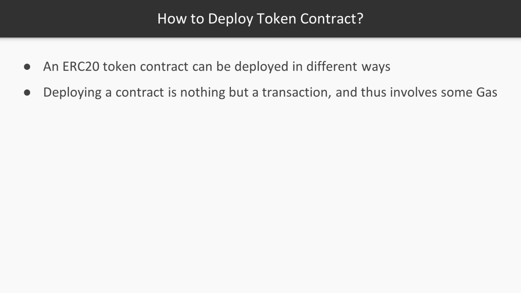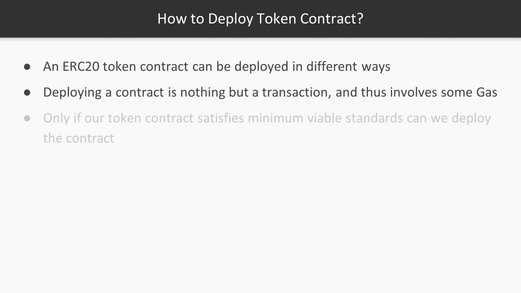Gas cost is nothing but when a miner validates the transaction, he gets some portion of the transaction, because miners need to survive, right? There are people like us who are running nodes. Nodes means computational power, computers. Now, only if your token contract satisfies minimum viable standards can we deploy the contract, or else we can't.